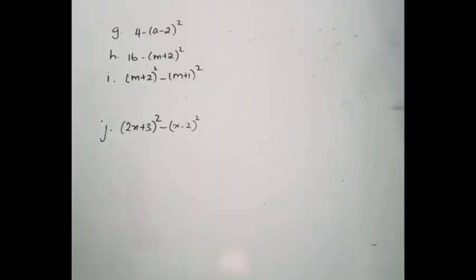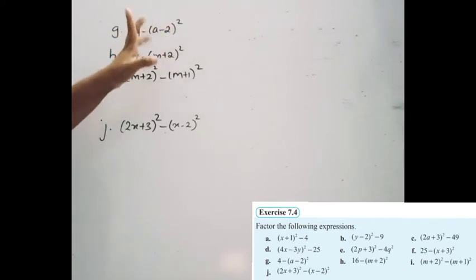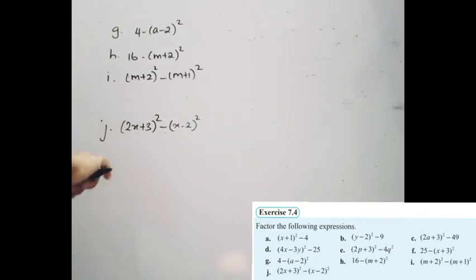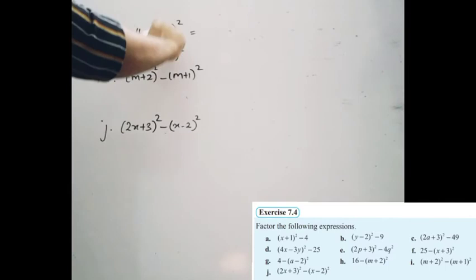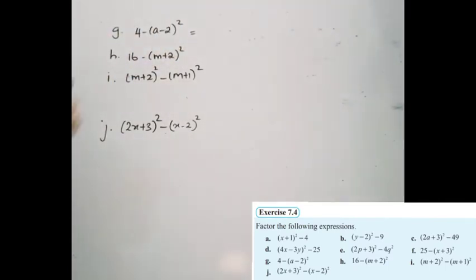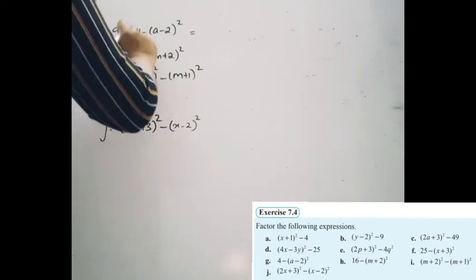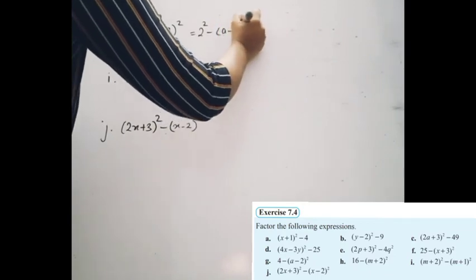Okay, so these are some other types of expressions where you will be getting the same format. So here 4 minus a minus 2 whole thing square. So here also we can write it as difference of square values. Am I right? So here you have another expression, but it has a square value on top. So you can use the same format to factorize this expression. So 4 can be written as 2 square minus a minus 2 whole thing square.